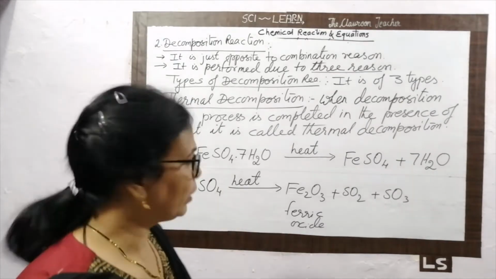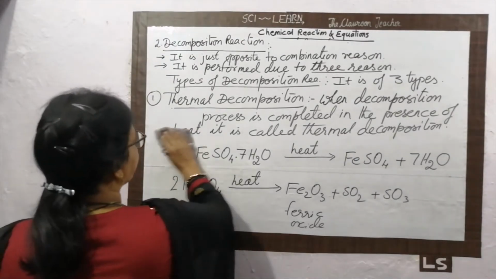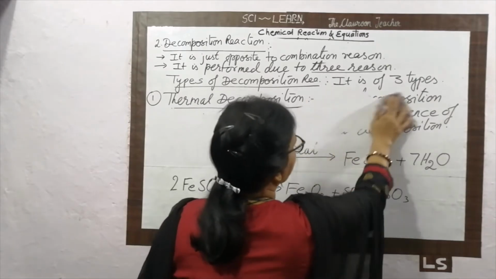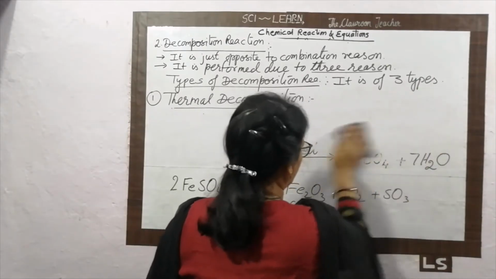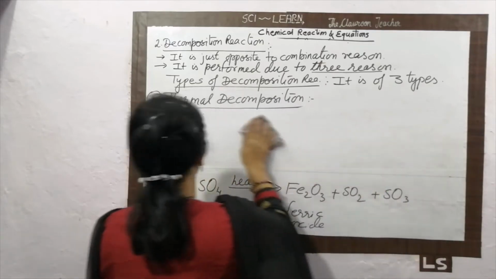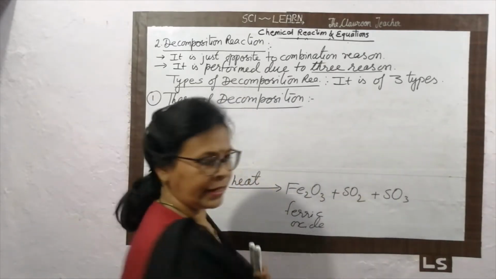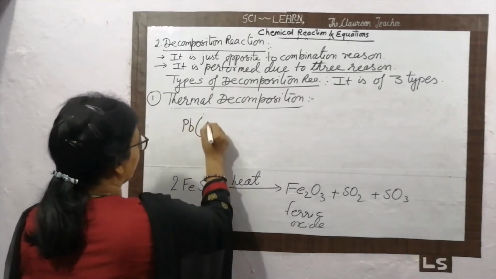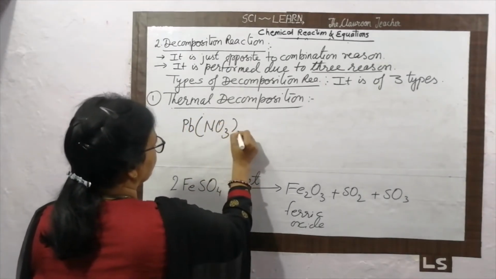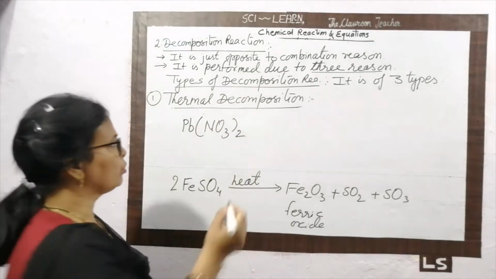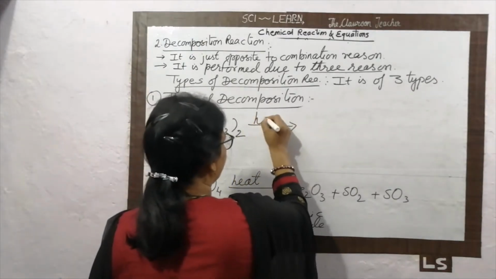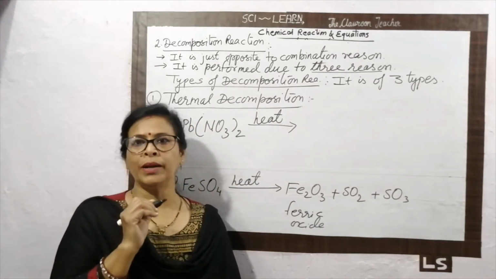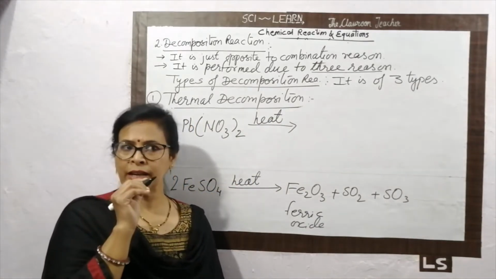I am going to take one more example that is given in your textbook. That is also a very good example, and that is important too. That example is lead nitrate. What is lead nitrate? Pb(NO3)2. This is lead nitrate. We are going to heat it. When we heat the compound lead nitrate, it is split up or decomposed to form lead oxide, nitrogen oxide and oxygen.